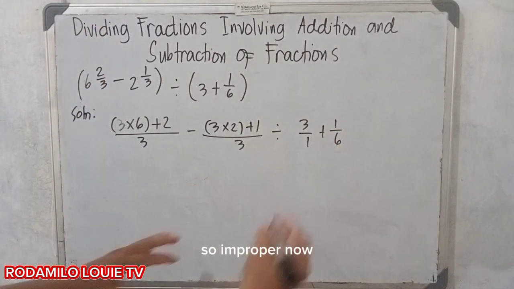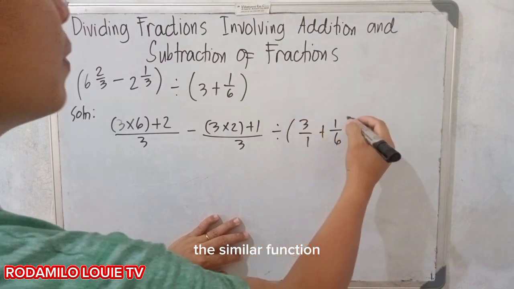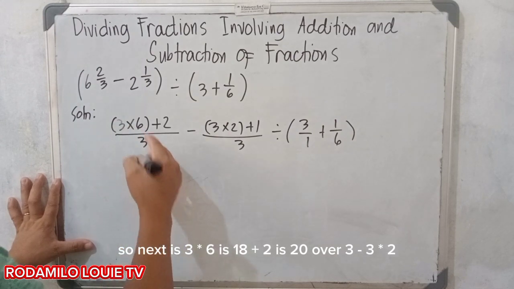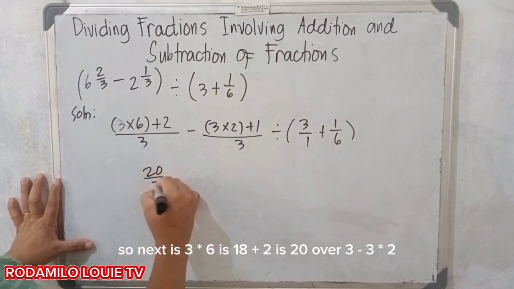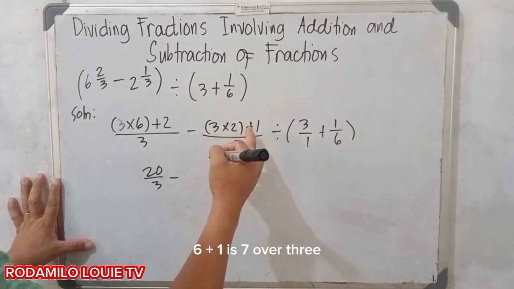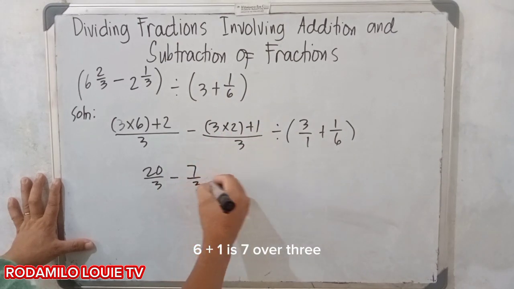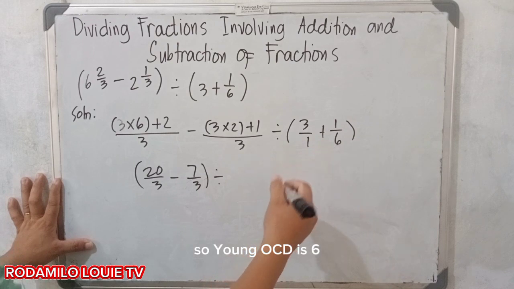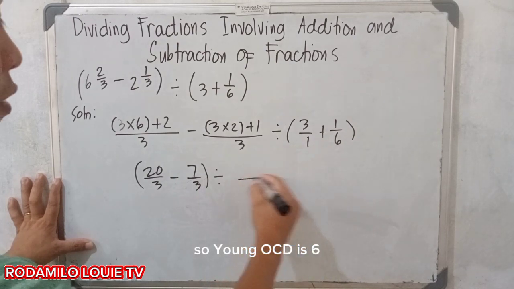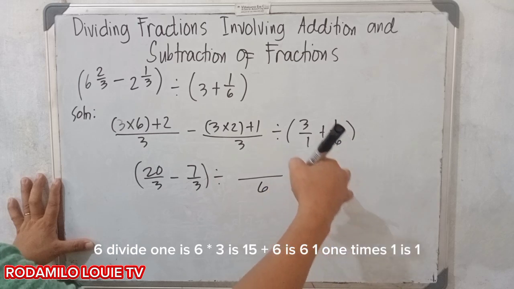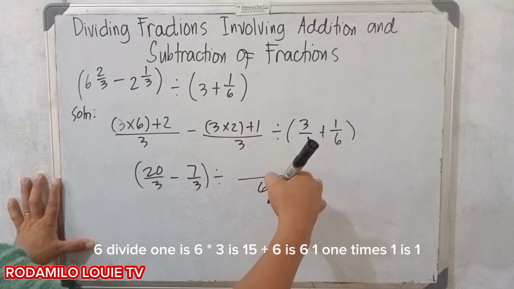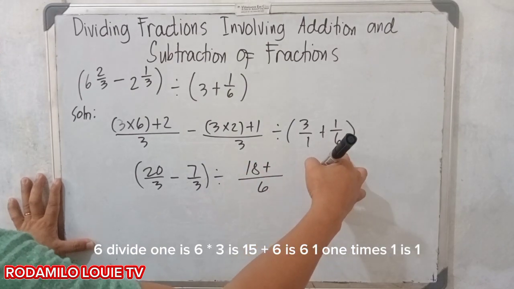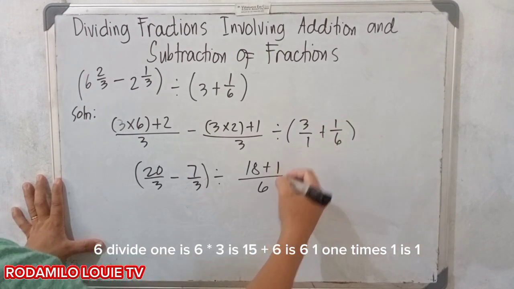So, improper, no? Dissimilar fractions. Next is 3 times 6 is 18 plus 2 is 20 over 3 minus 3 times 2 is 6 plus 1 is 7 over 3. Divide. The LCD is 6. 6 divided by 1 is 6 times 3 is 18, plus 6 divided by 6 is 1. 1 times 1 is 1.